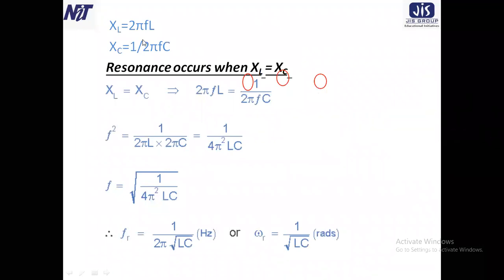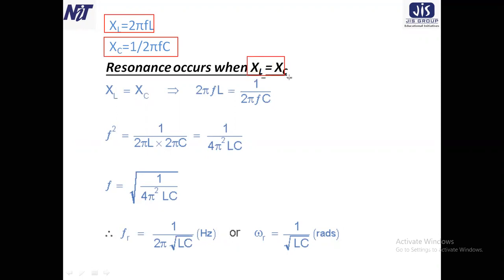Now here, we all know that the equation of XL is 2πfL and XC is 1/(2πfC). Now resonance occurs when XL equals XC. You already know this from the series resonance circuit. So when XL equals XC, we can say 2πfL equals 1/(2πfC). So no problem with this. Then the value of f² will be equal to 1/(2πL × 2πC), that is equal to 1/(4π²LC).